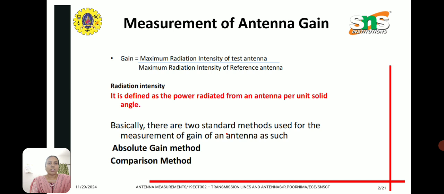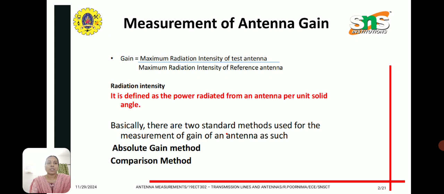So first of all, measurement of antenna gain. Gain is given by the maximum radiation intensity of the test antenna with respect to the maximum radiation intensity of the reference antenna. So first we need to understand radiation intensity. It is defined as the power radiated from an antenna per unit solid angle.